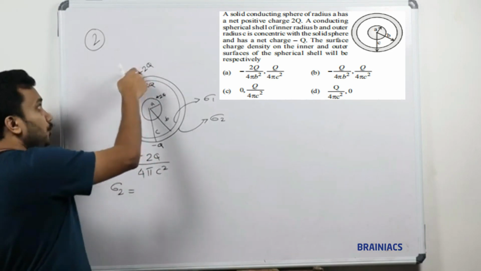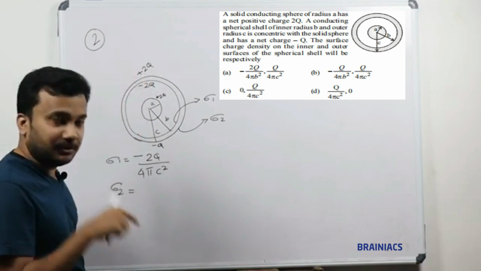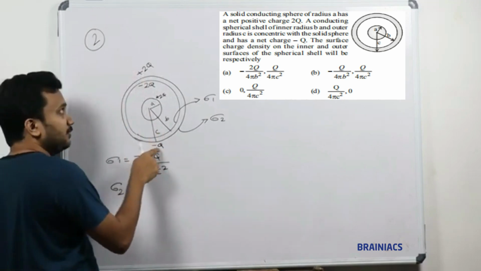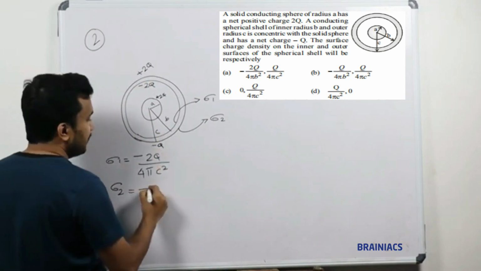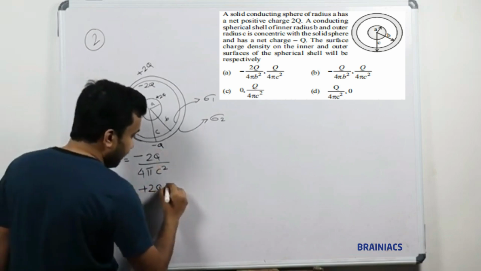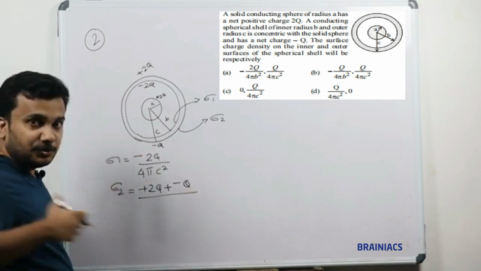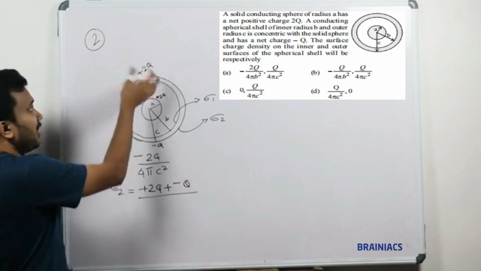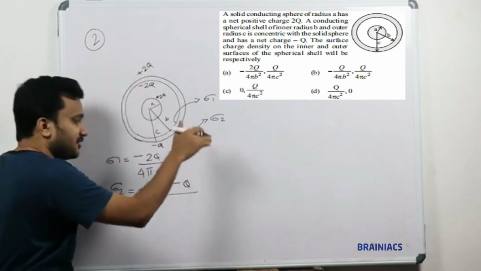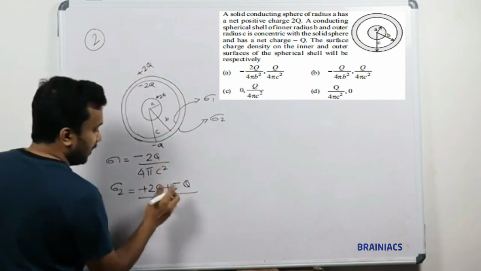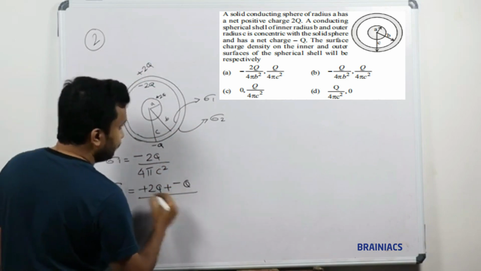Here plus 2q is induced, but what is the existing charge? Minus q. So what is the total charge? Plus 2q plus minus q. Minus q is already there, it is given in the question, and due to charging by induction, the plus 2q comes here extra. So plus 2q plus minus q divided by what is the area of this one?